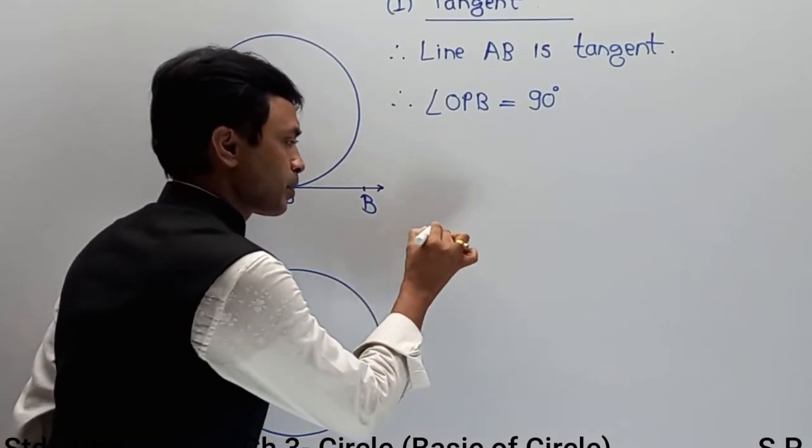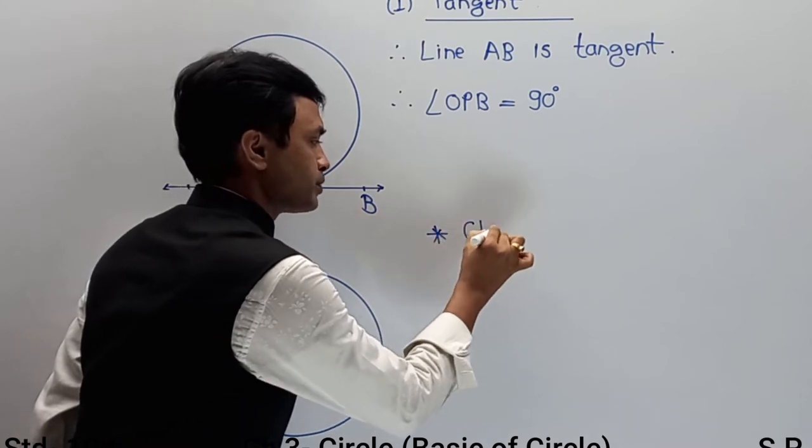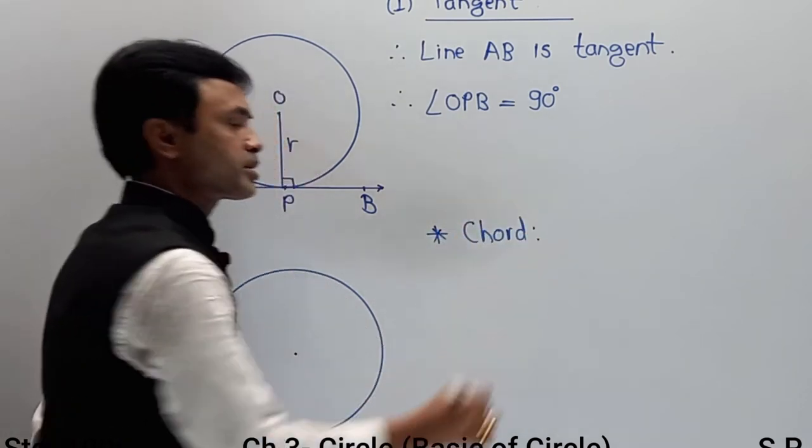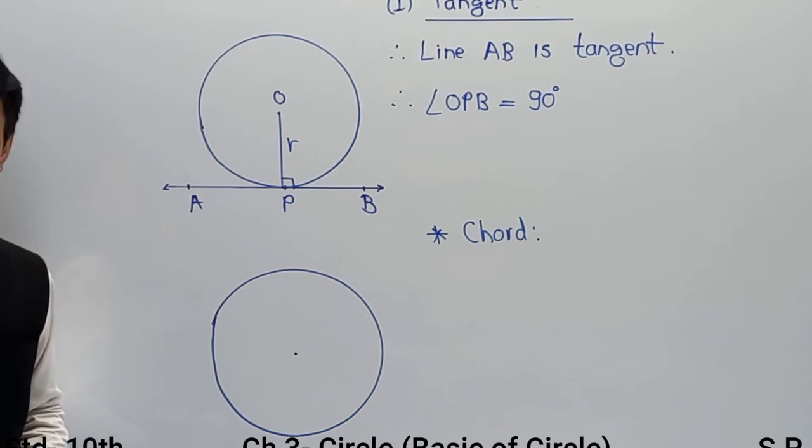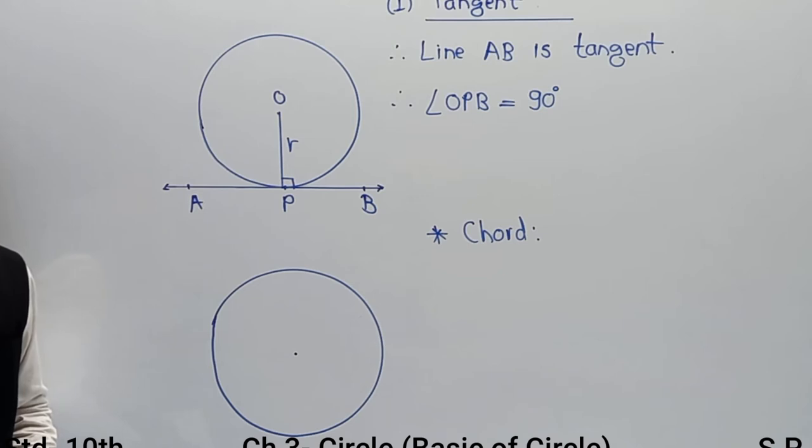So we are introducing the property called a chord. Now in case of a chord, what exactly is meant by chord? Here, a line which touches a circle in two different points. I repeat, a line which touches the circle in two different points is called a chord of that circle.